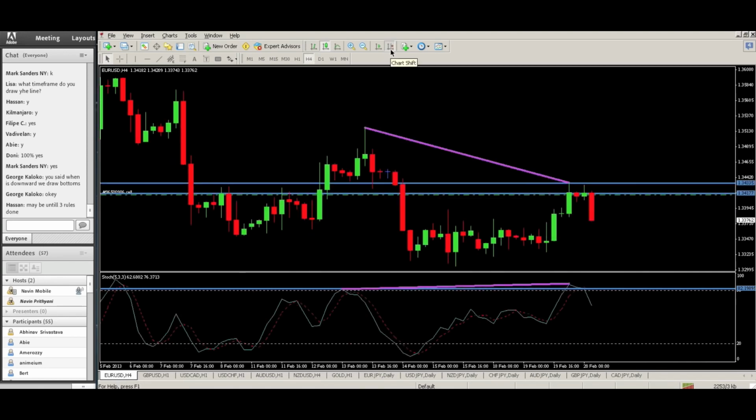So you come back down to the current area, and you're like, okay, this is the area I want to sell from. So we took a sell, and the markets are now headed short. Everyone with me so far? Everyone understand this concept?